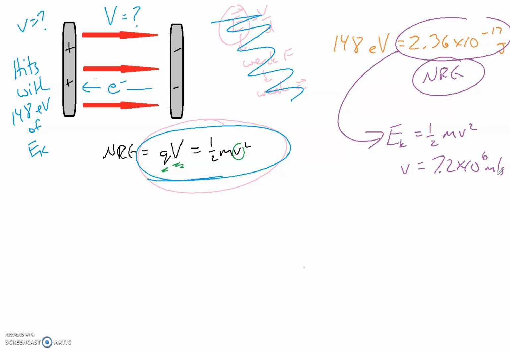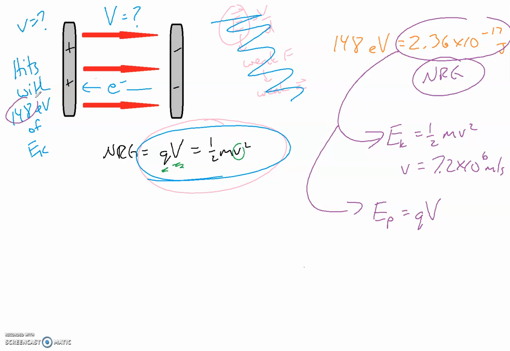Now if I want the voltage, that 2.36 negative 17, this is also the potential energy, which a lot of people just use Q times V to solve for. And I can solve for my voltage with this. I can solve for my potential difference. Just take that 2.36 negative 17 and divide it by the charge of an electron, and I've got the voltage that was used. Now, the thing is, if I do that, that's going to be my 148.